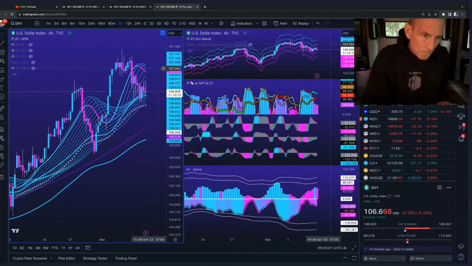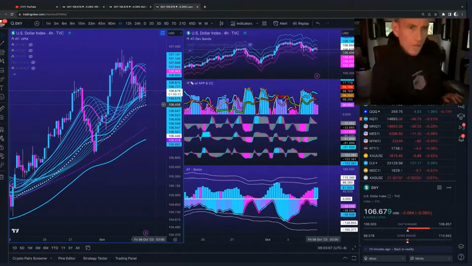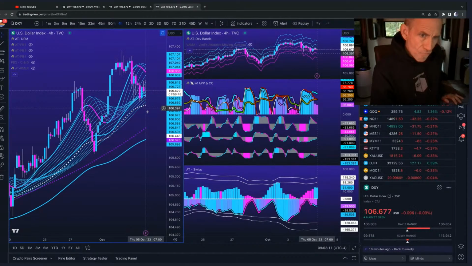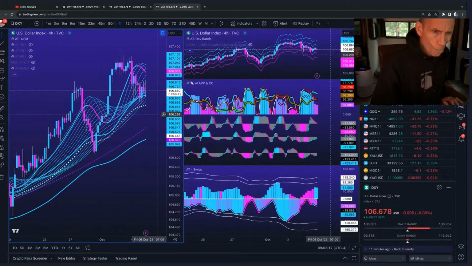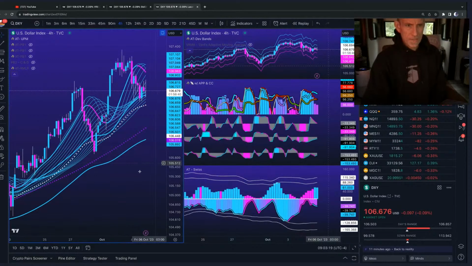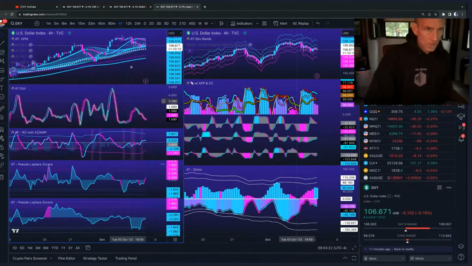So, 4 hour, interesting. Say hello to my little friend. A wave trend down here at 106.45 area. It's testing a 33 log MA right now. Was yesterday as well. Actually closed that 4 hour candle below. Got a nice little pop though.